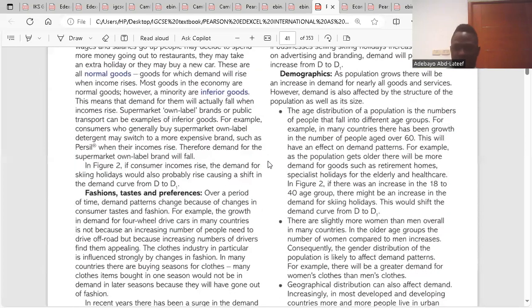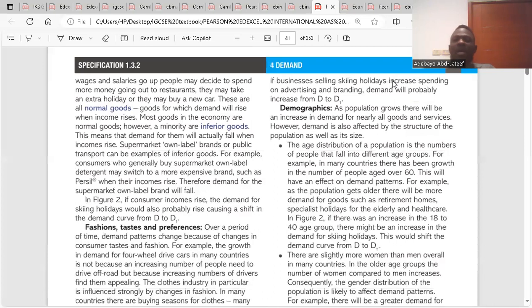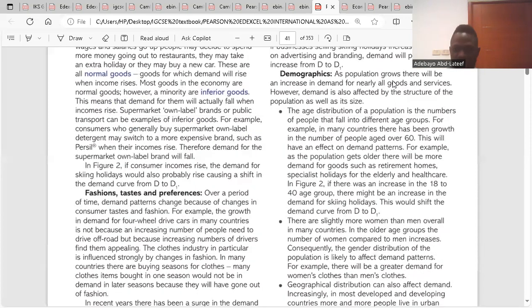So go to demographics. For demographics, as population grows, there will be an increase in demand for nearly all goods and services. However, demand is also affected by the structure of the population as well as its size. The age distribution of a population is the numbers of people that fall into different age groups. For example, in many countries, there has been growth in the number of people aged over 60. This will have an effect on demand patterns.